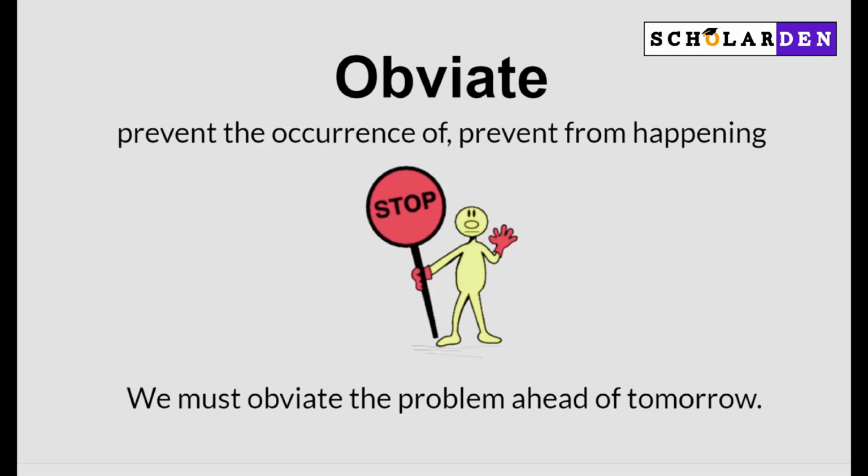Obviate. This means to prevent the occurrence of or just prevent from happening. So we must obviate the problem ahead of tomorrow. We're getting ahead of it. Or the new safety measures were meant to obviate the need for further inspections. So prevent.